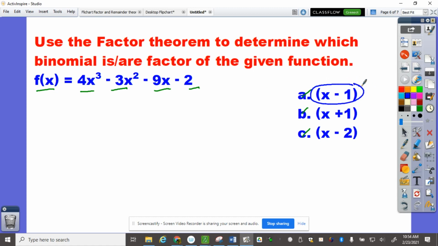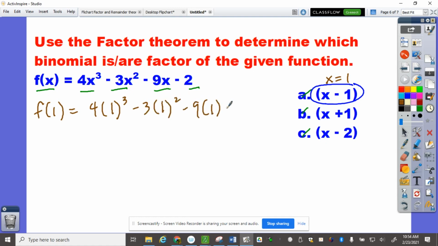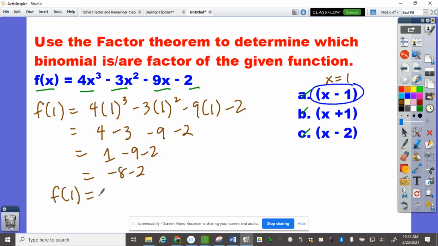So let's try letter A. So x minus 1 here, the value of x there is equal to 1. So therefore, let's do remainder theorem. F of 1 is equal to 4 times 1 to the third power minus 3 times 1 squared minus 9 times 1 minus 2. So 1 to the third power is 1 times 4 will give me a 4. 1 squared is 1 times 3 is negative 3. Negative 9 times 1 is negative 9 minus 2. So 4 minus 3 is 1 minus 9 minus 2. That will give me minus 8 minus 2. F of 1 is equal to negative 10. So therefore, letter A is not a factor of the given function because it's not equal to 0.